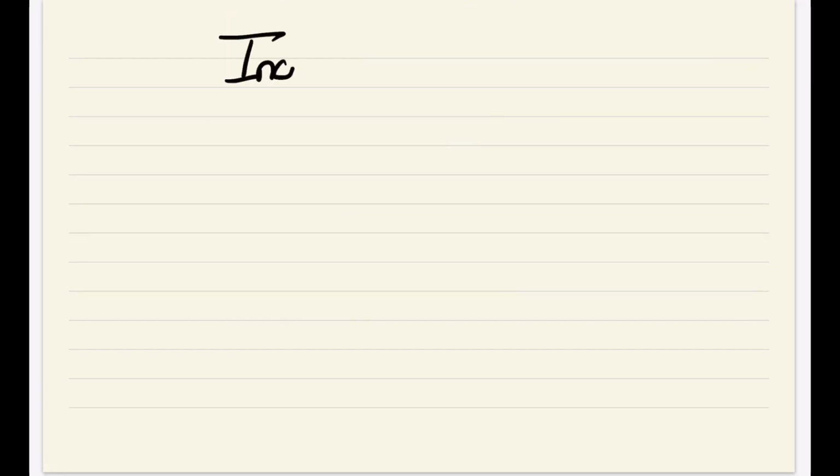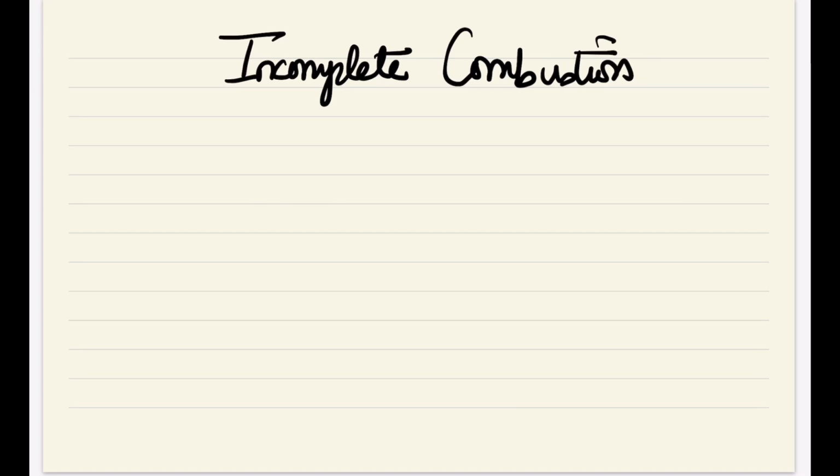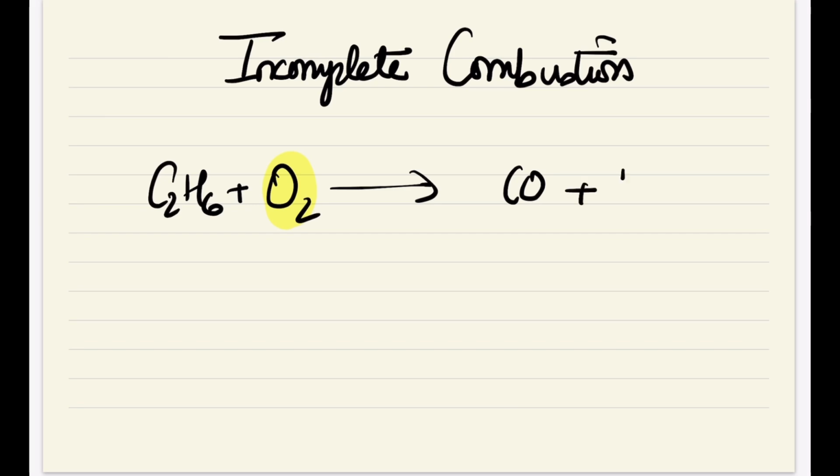You also need to know about something called incomplete combustion, right? So we just saw what is complete combustion, that gives you carbon dioxide and water, but incomplete combustion can basically give you the opposite. Incomplete combustion happens when you do not have enough oxygen, when there's insufficient oxygen. So incomplete combustion would give you carbon monoxide and water. And this carbon monoxide is poisonous, and it's really bad for the environment.